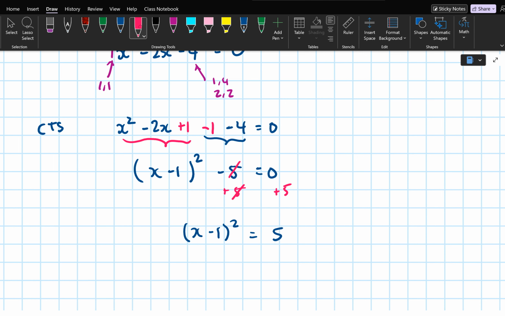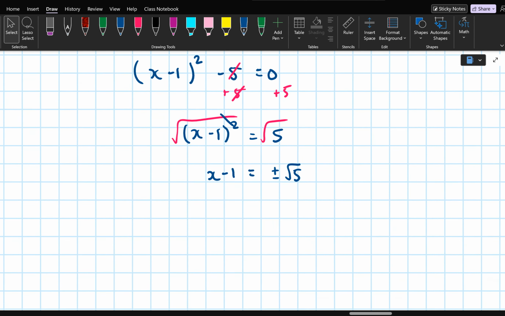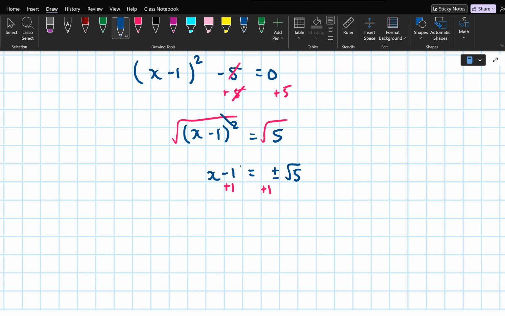To get rid of the square, I'm going to square root both sides, and that cancels out. So I get x minus 1 is equal to plus or minus root 5. Remember, when you square root, there is a plus or a minus answer. And finally, the opposite of minus 1 is add 1. So I add 1 on both sides. And negative 1 plus 1 cancels out. So x is equal to positive 1 plus or minus root 5.